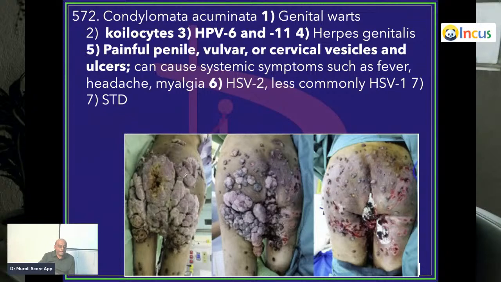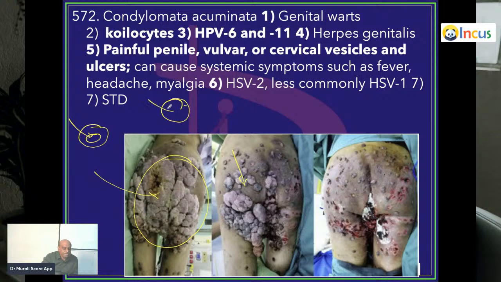Then condylomata acuminata, these are all genital warts. And what do you find, doctor? The other day I have shown you coelocytes, a cell with a clear halo-like cytoplasm is called a coelocyte. Coelocytes are what you find in condylomata acuminata infected tissues on histology. Once more, if you missed that, just go back in the slides, it is there. Human papilloma virus 6 and 11 are associated.